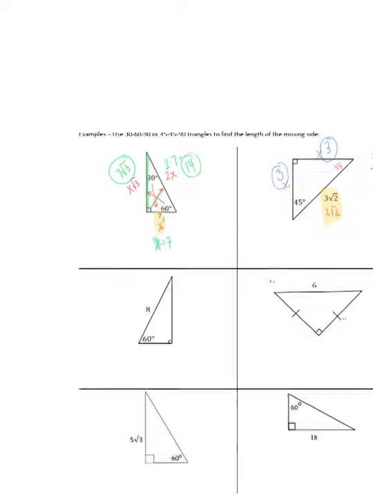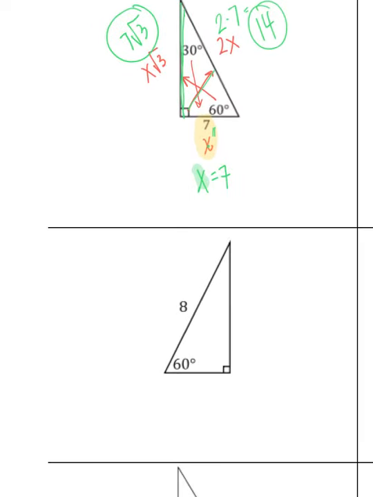Continuing on, this middle left problem, we know that one angle is 60, another angle is 90, so this remaining angle has to be 30. There's only 180 degrees in every triangle. Again, ignore the 8 for right now. All we're worried about is labeling our sides.